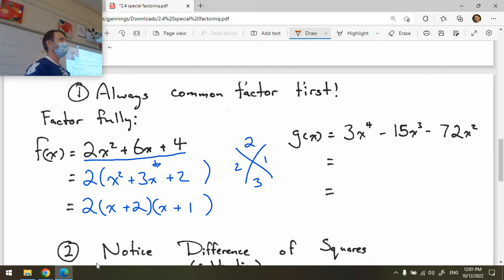Izzy. Fantastic. 3x squared is our common factor for g of x. All of these terms have at least an x squared in them, and all of those numbers are divisible by 3. Izzy, how did you know that they were all divisible by 3?